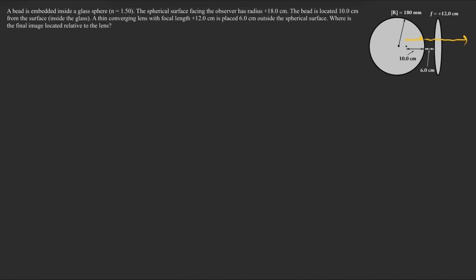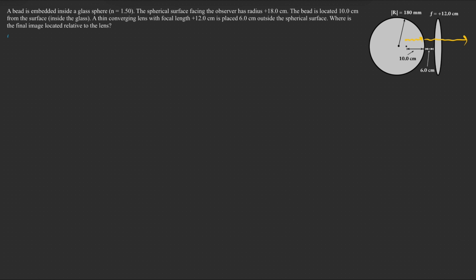And the light goes to the lens. So what we have here is we're transitioning our medium through a refracting surface, and then we're just going through a lens. So let's treat it like that. Initially, our first surface that the light comes in contact with is the refracting surface. So we're going to treat that first.